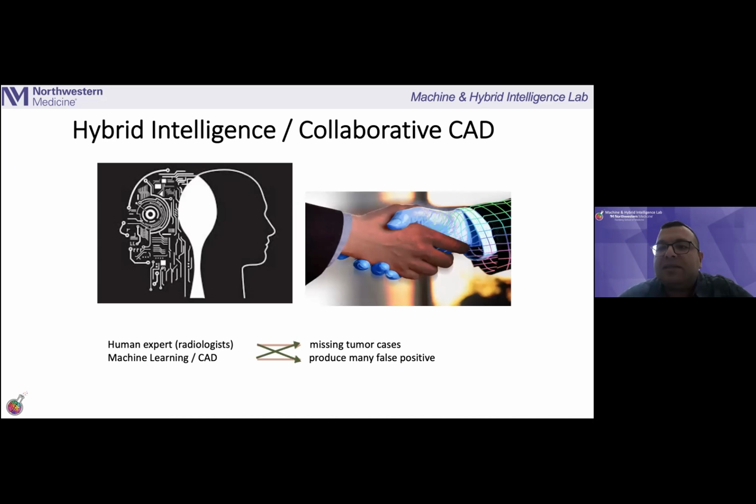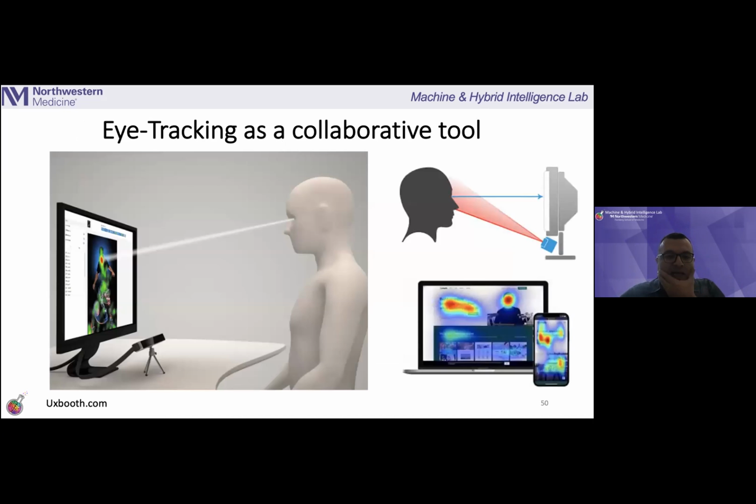So we can combine those things interactively using the eye tracking system as an interface between AI and radiologists. So this is an eye tracking device. Most recently we are using it, it is not glasses. Several years ago when we started this, we started with the glasses.